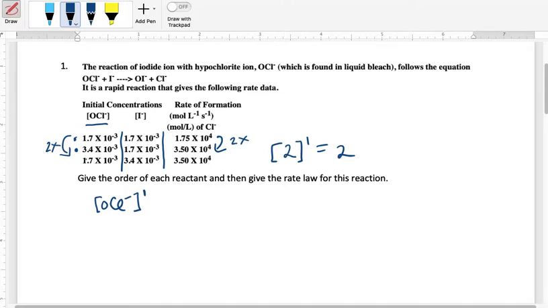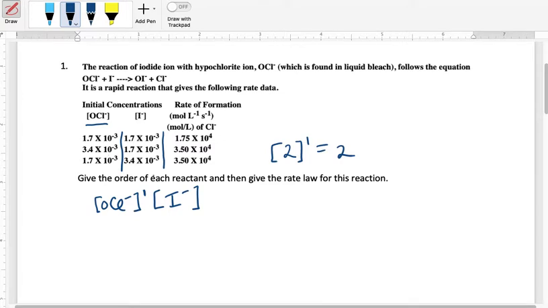So now, let me get my eraser going here, because let's do the other one. Now we've got to figure out the order of the other reactant. You need the order of all your reactants. There could be 3. I think the next problem has 3. So we need to figure out the order of I minus, because you won't have your rate law until you have the order of all the reactants.